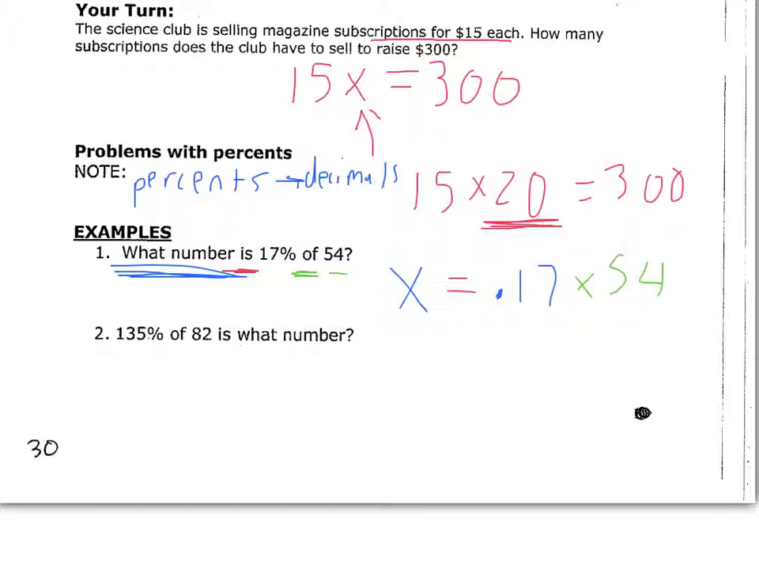And let's go to the last one. We have 135%, and we need to change that to a decimal, so move it over 2 spots. That gives you 1.35. Of 82: of represents multiplying, so times 82. Is represents our equals. And what number, of course, is going to be your variable. So you should have that equation written out.